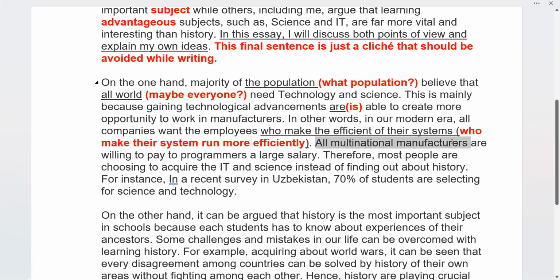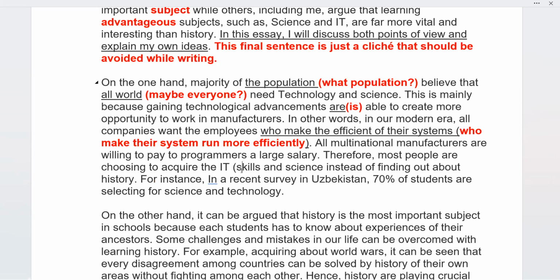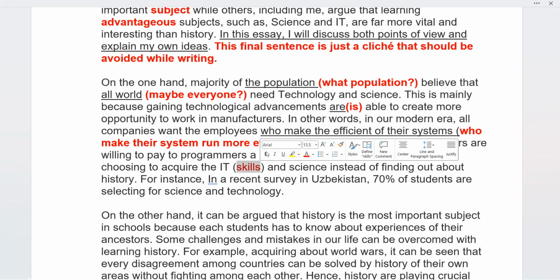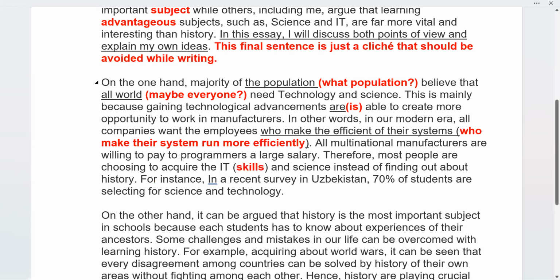So all multinational manufacturers are willing to pay programmers a large salary. Therefore, most people are choosing to acquire the IT and science. You're not just going to acquire the IT, you're going to acquire the IT skills, which is something that this candidate left out. You should have included IT skills because you cannot just acquire the IT. You can acquire the IT skills. And you're even using the determiner the, so yeah, the skills has to be there. And science instead of finding out about history.